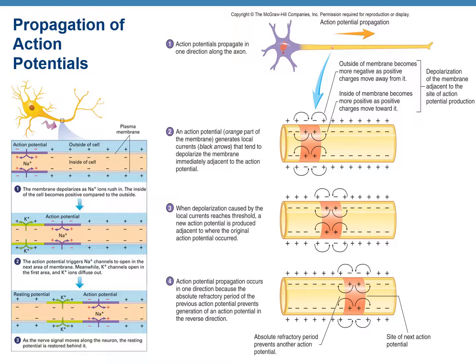Then in the third phase, in the third part of this figure, the action potential has moved further, and the repolarization has also moved right behind the action potential, while the first part, which was purple in the beginning, is now back to the resting potential. The figure on the right side is also explaining similar things.